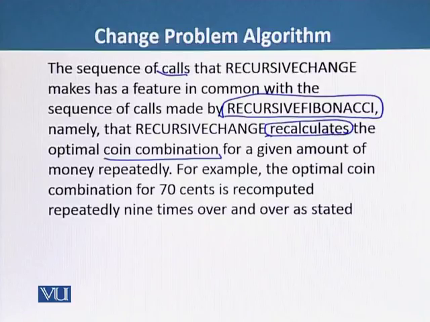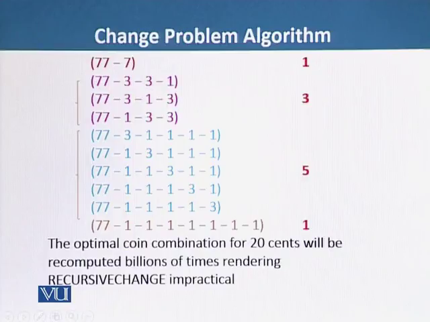So it recalculates again and again the optimum number of coins for a given amount of money. For example, we will see in the next slide that the optimum number of coins for 70 cents is recomputed again and again, repeatedly 9 times over and over, as stated. So we will see the example here. So this is the example.